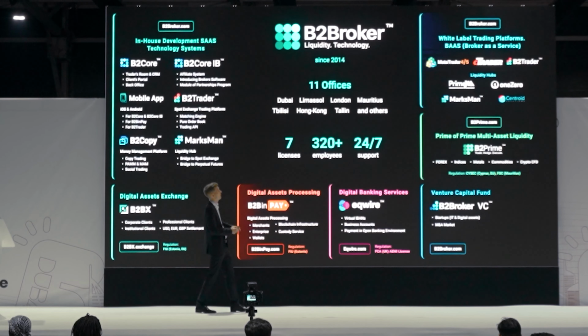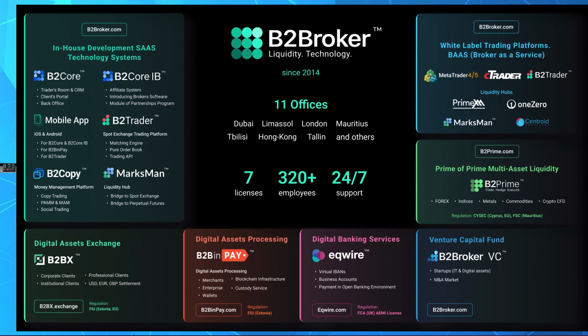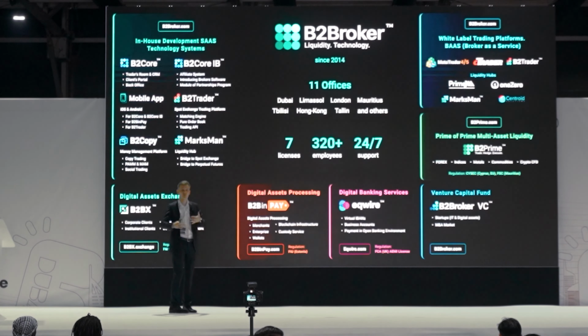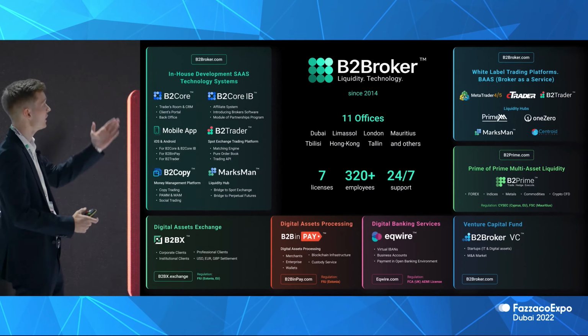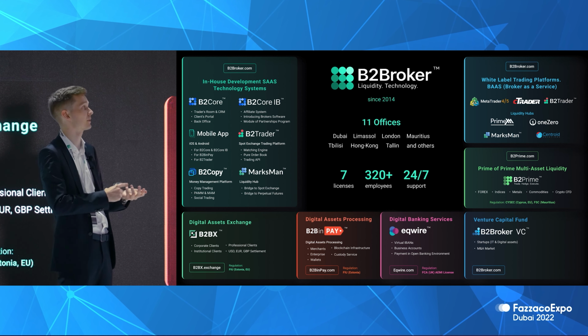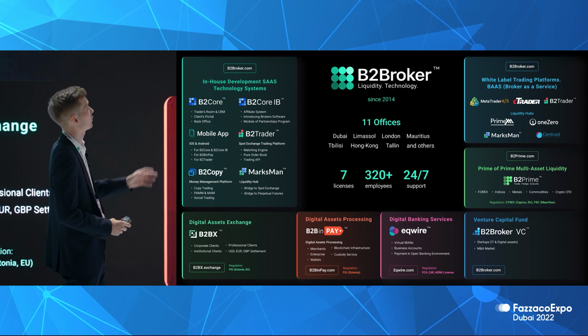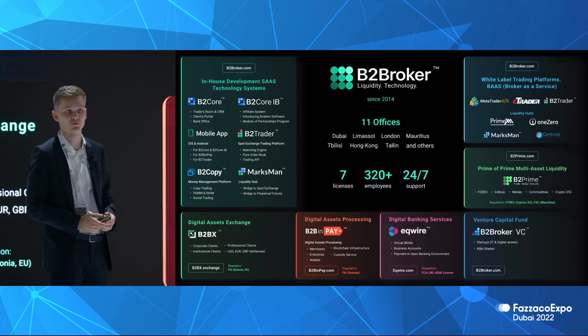And of course, we are working with multiple white label trading platforms, as I previously explained. For MetaTrader 4 and 5, cTrader and B2Trader, it's fully integrated, fully working with the B2Core system. So for the Forex or crypto brokers that are coming in, we're ready to serve. And of course, the liquidity hubs such as Primex, One, Centroid and Marksman are also perfectly integrated with the trading platforms and the liquidity provisioning.